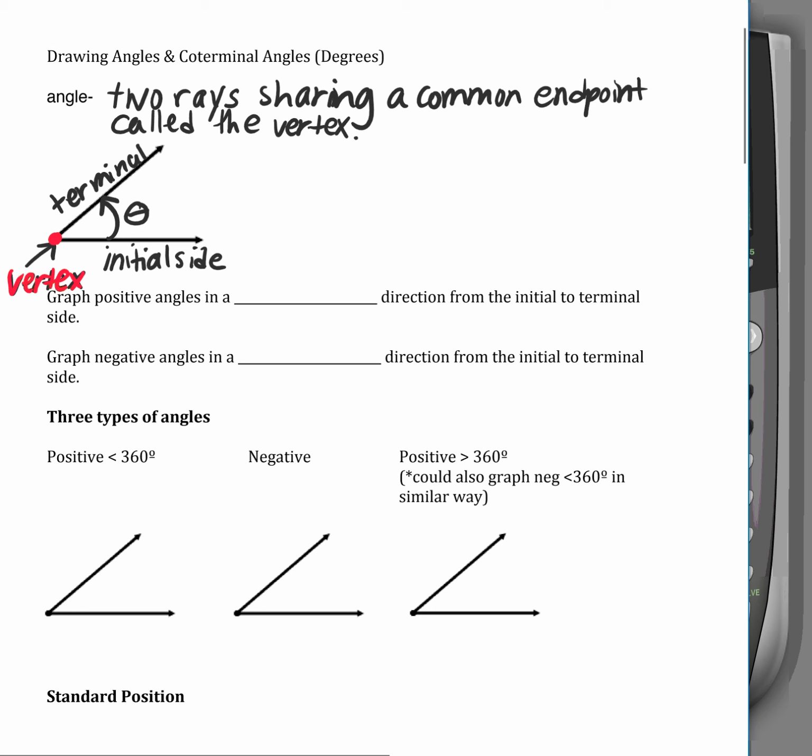When we're talking about graphing angles, we're going to be looking at it in what's called a standard position. Positive angles are going to go in a counterclockwise direction from the initial to the terminal, which is kind of how we already drew up the angle up here. And a negative angle is going to go in the clockwise direction. Similar to the way we label our quadrants. When we label our quadrants, we go counterclockwise, and we'll be using the quadrants and our axes to help us with drawing angles later on.